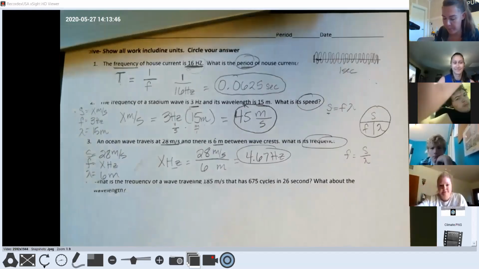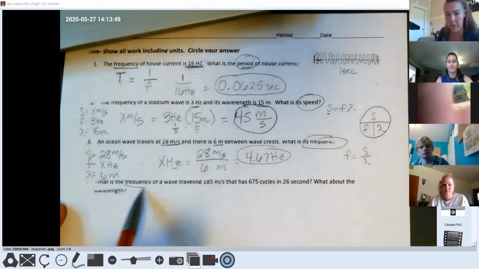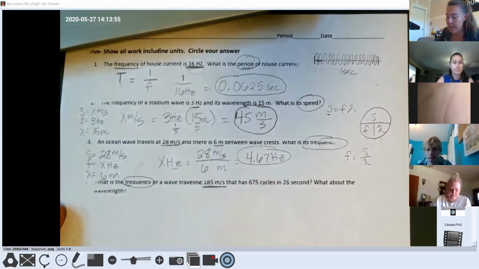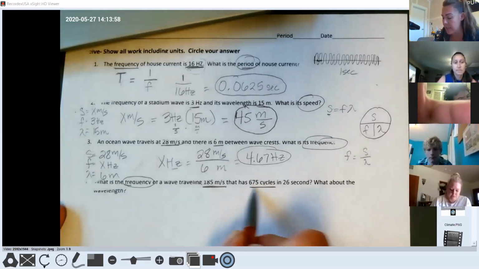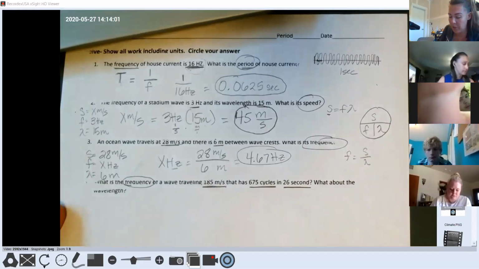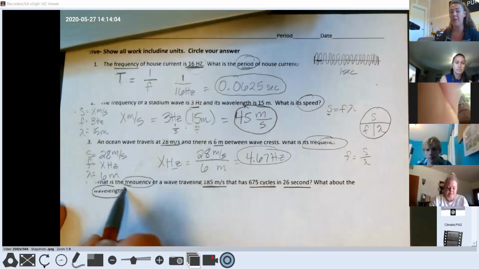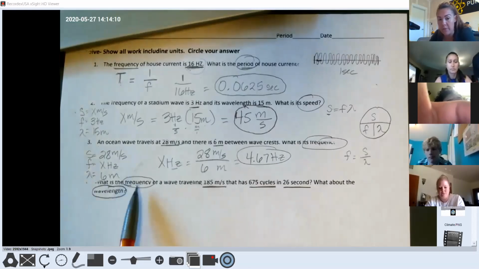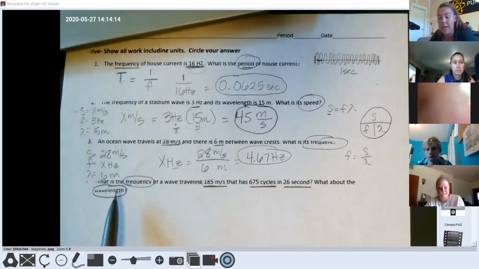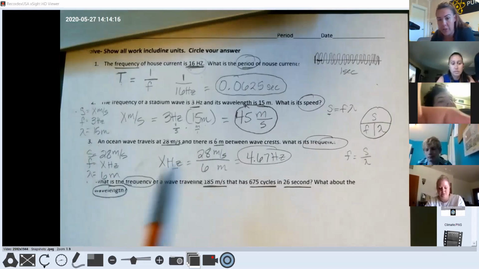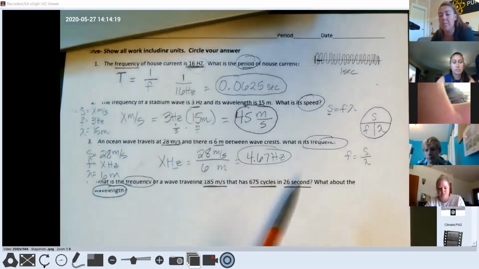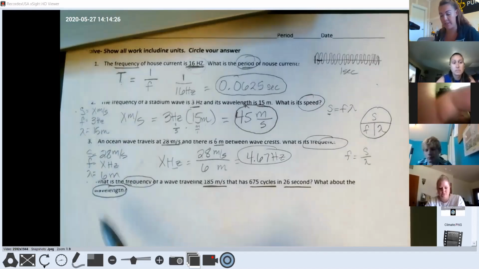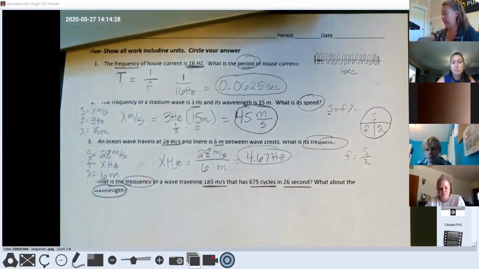Okay, so the next one, what is the frequency? So we're looking for frequency of a wave traveling 185 meters per second. So that's a speed that has 675 cycles in 26 seconds. We also need to know the wavelength. So we're looking for frequency and wavelength. So here's the key. I always like to look at my different equations for frequency and the one for wavelength and find out, do I have enough information in the problem to solve for one of these? Most likely, if it's asking for both, I need to find one of them in order to get to the second thing.